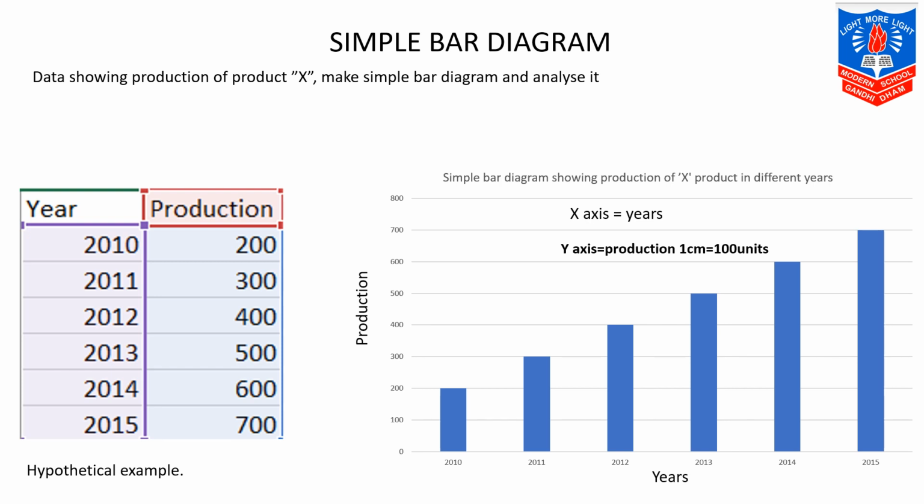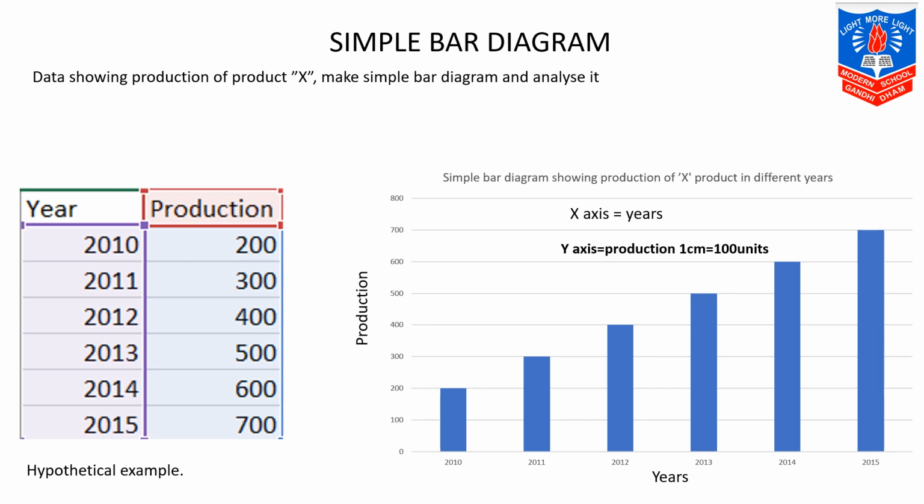You are supposed to write the heading at the top, simple bar diagram showing the production of X product in different years along with the scale. These two are important things. You are supposed to write it without fail. Everything on the paper should be with pencil only. After that, you are supposed to write the analysis.